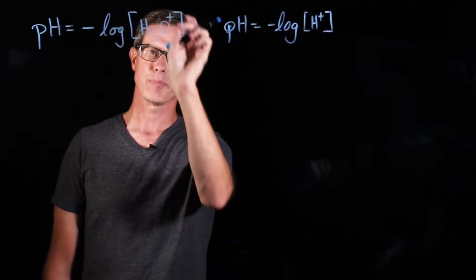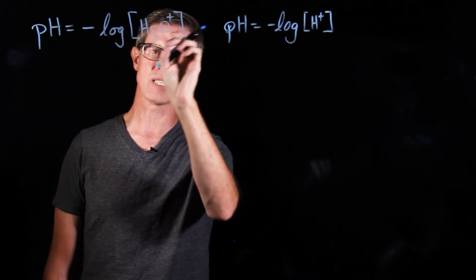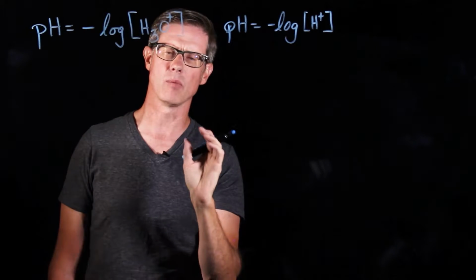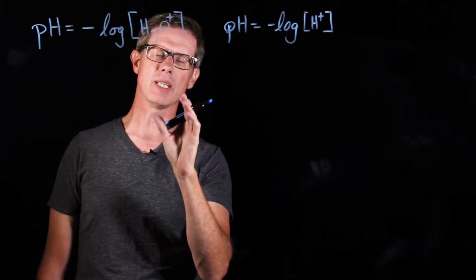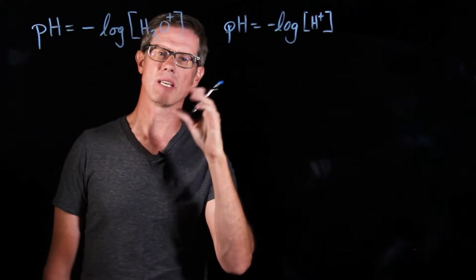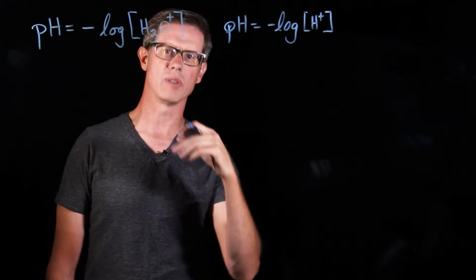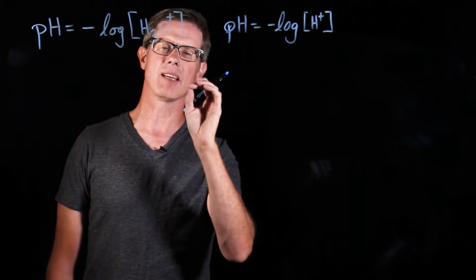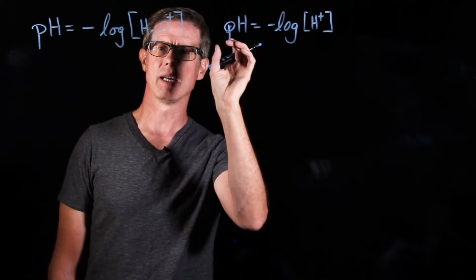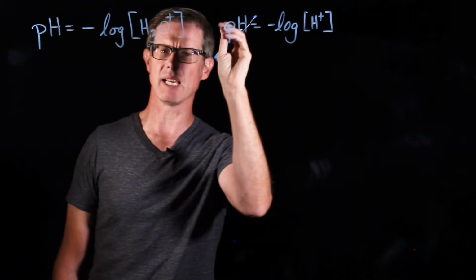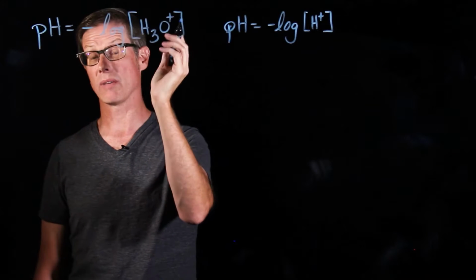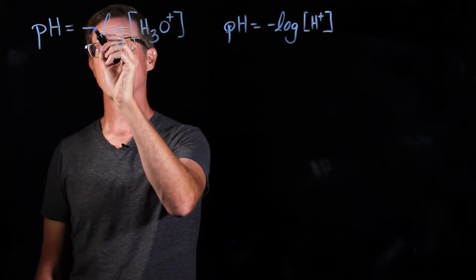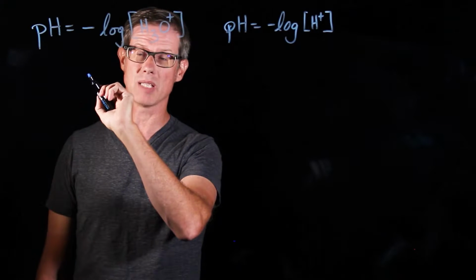The reason is this concentration of H3O plus is going to be less than 1 molar. So we're going to be dealing with concentrations that are 10 to the minus 1, 10 to the minus 2, 10 to the minus 3. And it's that minus in the power that we need to get rid of. So to get rid of a minus, we use another minus. And that's going to give us positive pH values.